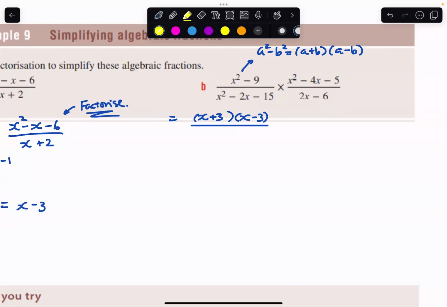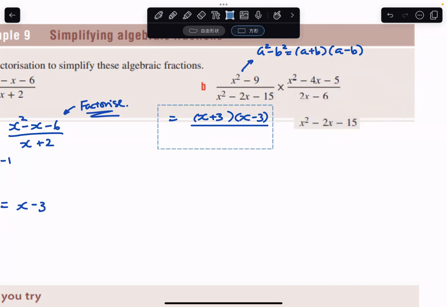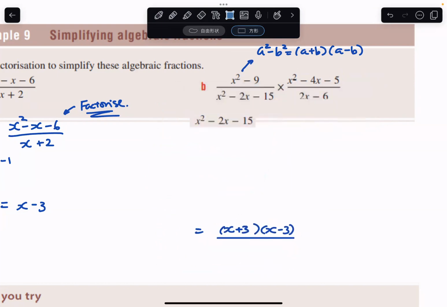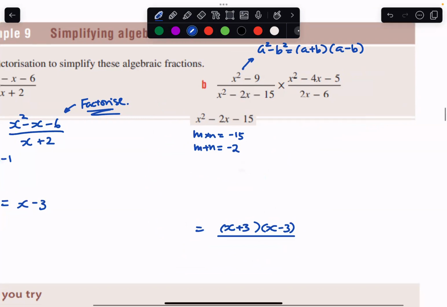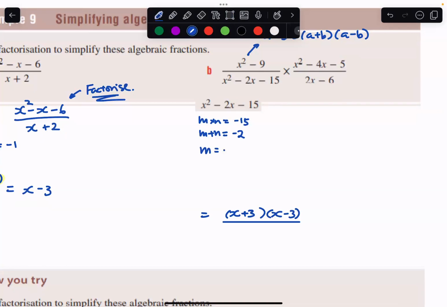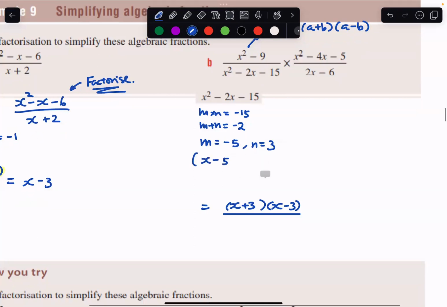And then the bottom one, the bottom one highlighted: x squared minus 2x minus 15. We're going to use the monic quadratic trinomial. Maybe I move this one down here. I do this one first. So we do m times n equals negative 15, m plus n equals negative 2. So this one we can do 3 and 5. So m equals negative 5 and n equals 3. So now that one equals bracket x minus 5 times x plus 3. So we put it here, x minus 5 times x plus 3. All right, that is the first one.